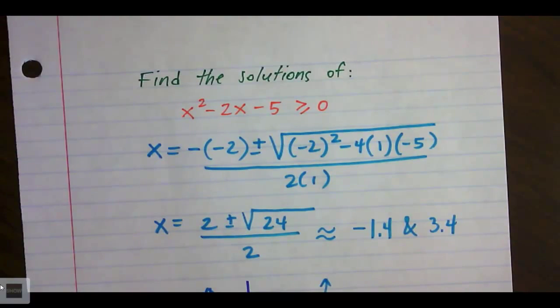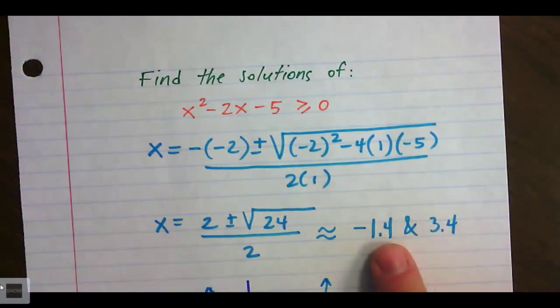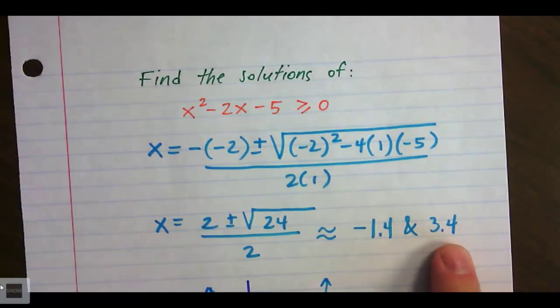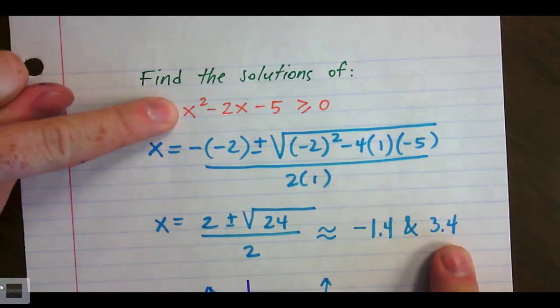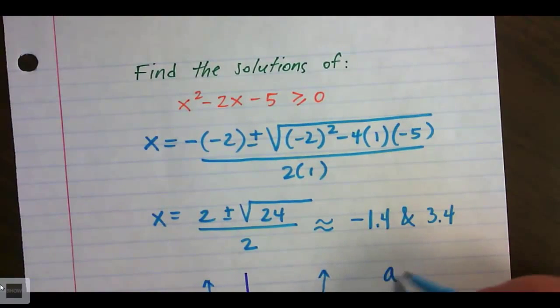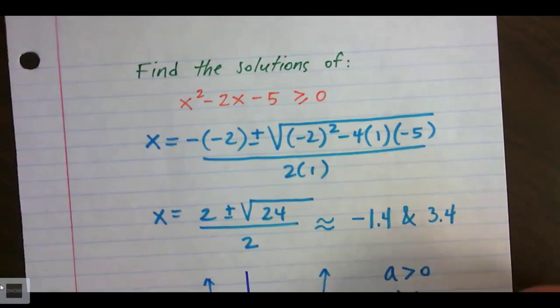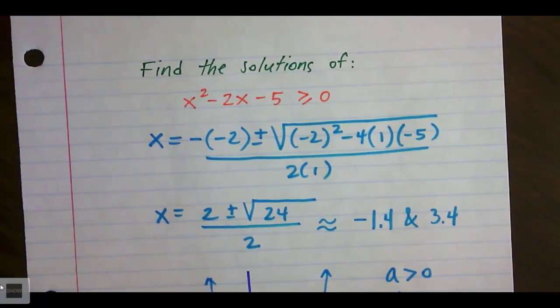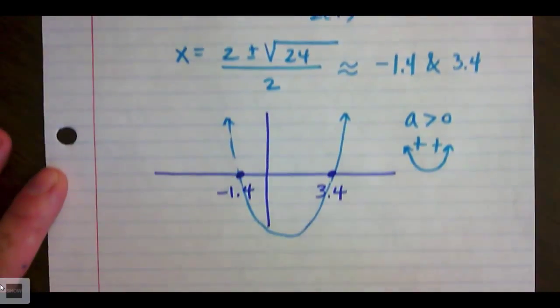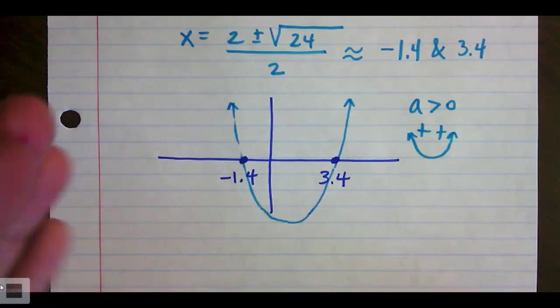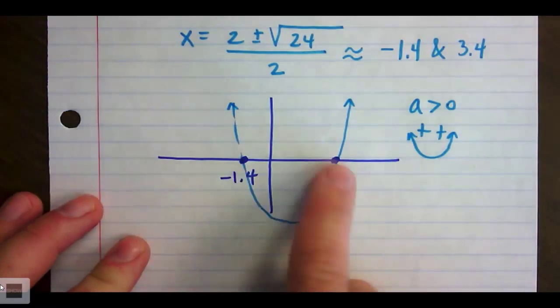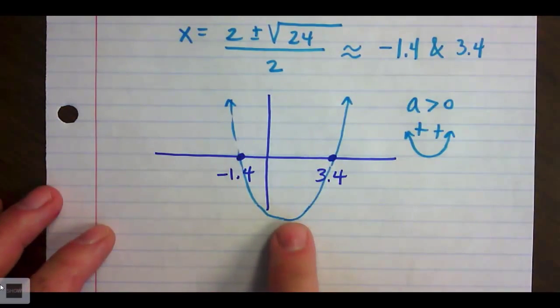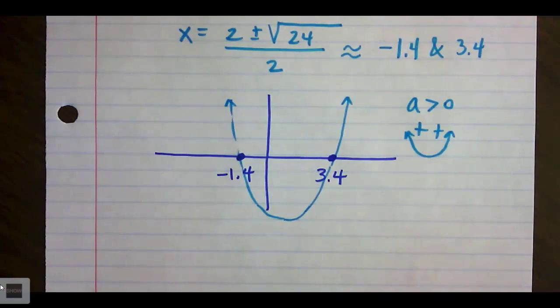So something to keep in mind is when you draw a rough sketch using zeros, I'm going to plot these zeros right here, negative 1.4 and 3.4. And I also know that since a is positive, it should make a smiley face. So to do number 2 on the note card using zeros and end behavior, my graph would look something like this, where it's opening up, and I've got my zeros plotted. You don't need to find the y-intercept. Just do a rough sketch.